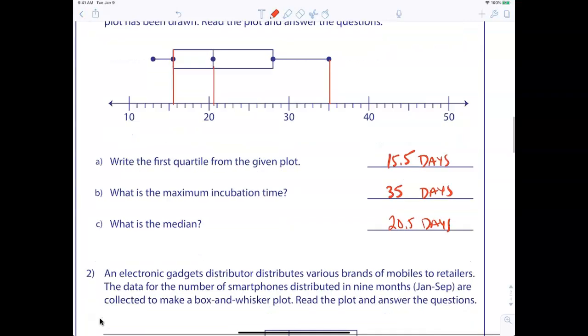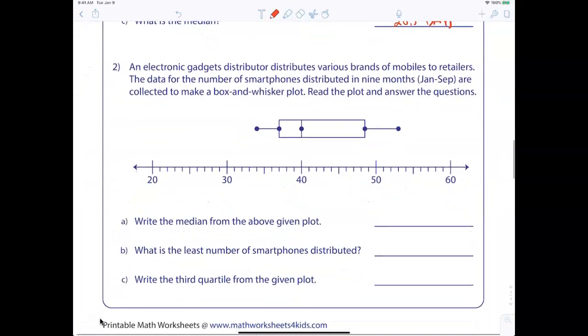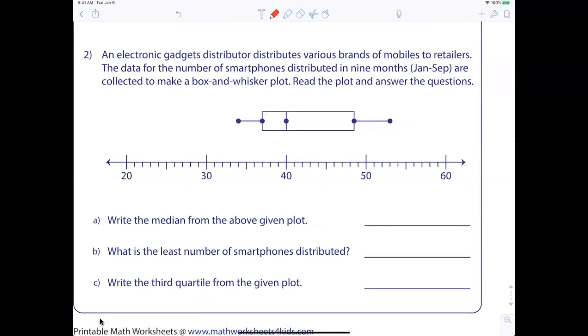Let's go down to the next one and see if we can answer this properly. It says now, these are gadgets. Write the median. So the median looks like what? 40. Now I'm always trying to figure, 40 what? What electronic gadgets? It says smartphones. Oh yeah, okay. So that would be 40 smartphones. That's right.